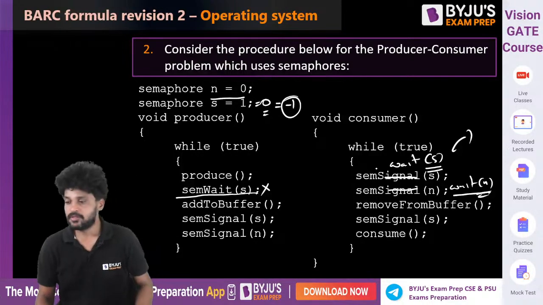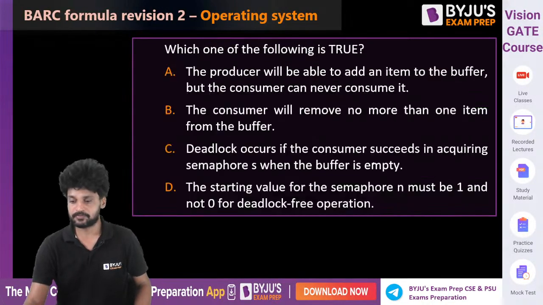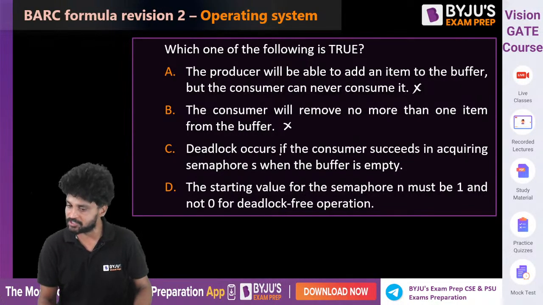Okay, so what are the possible options here? Which one of the following is true? The producer will be able to add an item into the buffer, but consumer can never consume it. This is not correct. The consumer will remove no more than one item from the buffer. This is also not correct.